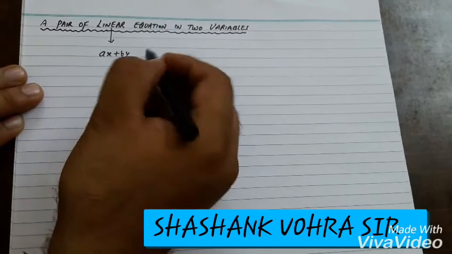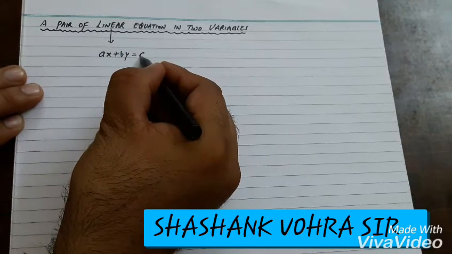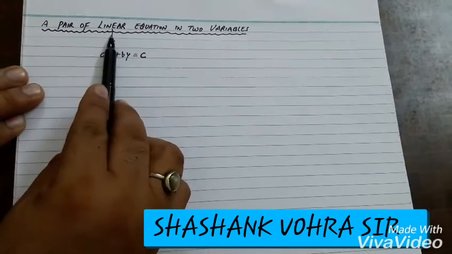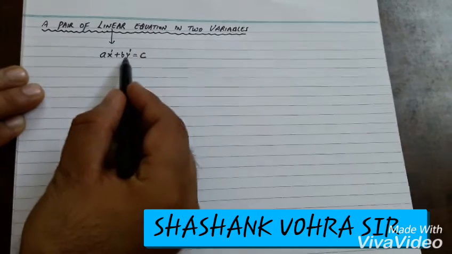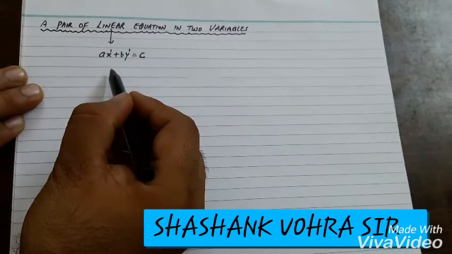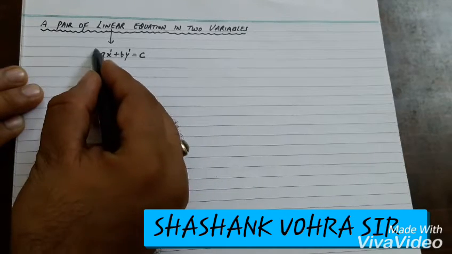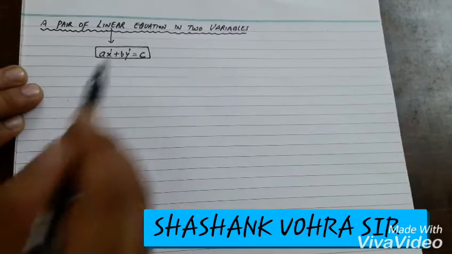Because it is given that it is an equation, this side should be balanced to some constant on the other side. Such an equation is known as linear, because we have two variables with power 1. So a linear equation in two variables with a balanced equation, that's what an equation is. Such a type of equation is known as a linear equation in two variables.